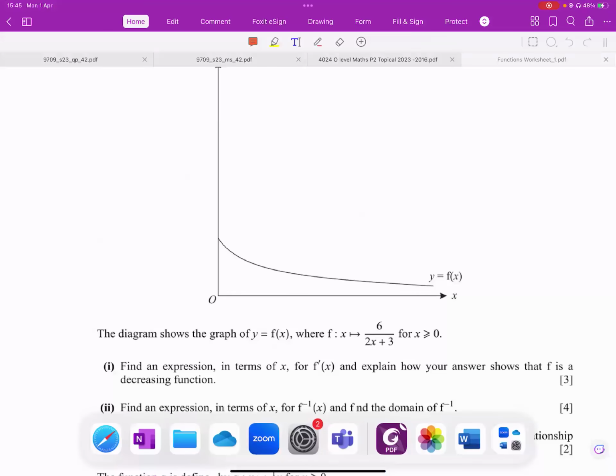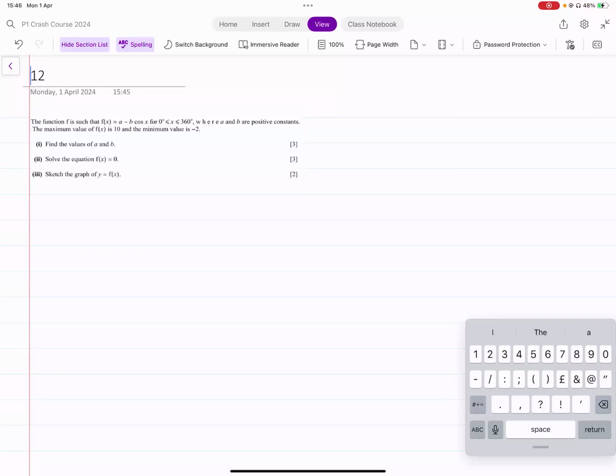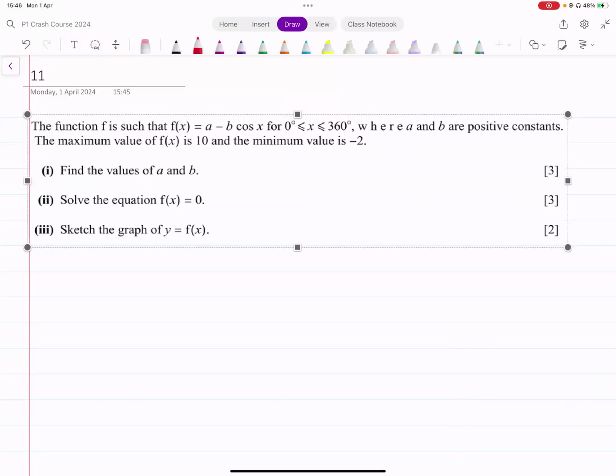Okay, question number 11 from the worksheet. Let's try this. It says the function f is such that f of x equals a minus b cos x for x between 0 and 360, where a and b are positive constants. The maximum value of f of x is 10, and the minimum value of f of x is minus 2. So we have the maximum and minimum values of f of x given. We need to find the values of a and b.